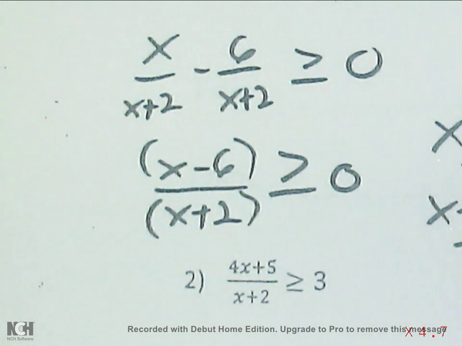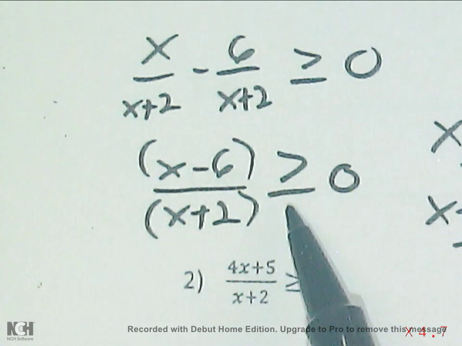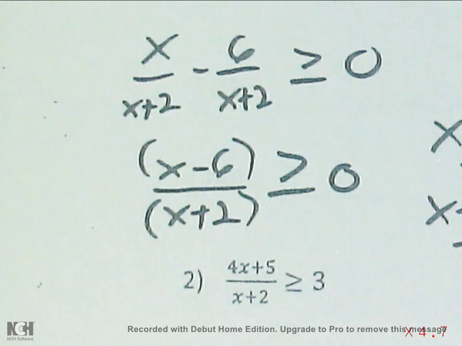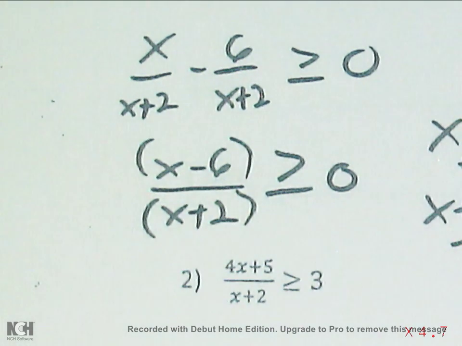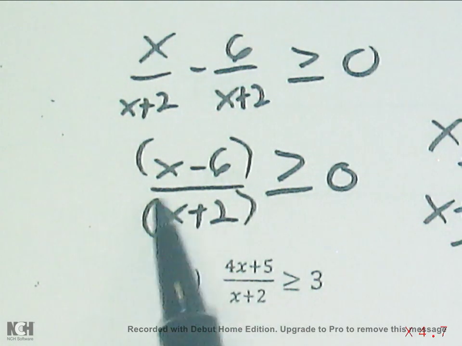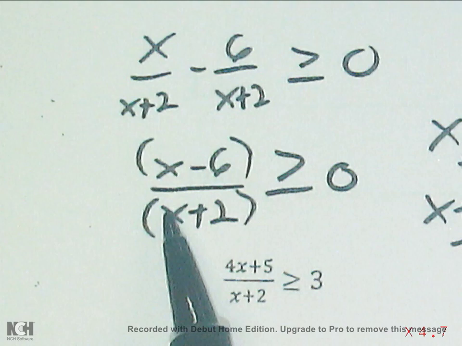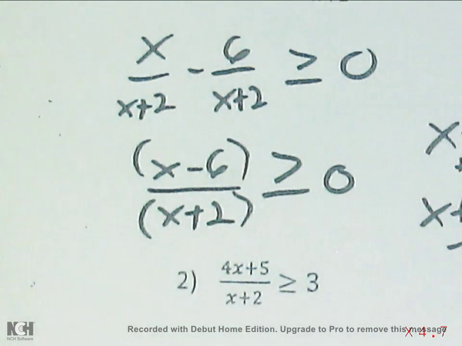Now we're going to plot those on a number line, so I'd get negative 2 and 6. These are greater than or equal to, so I'm going to use a closed circle. But with rational inequalities, you cannot have 0 in your denominator, right? So if I plug in negative 2, negative 2 plus 2 is 0. I would get an error.